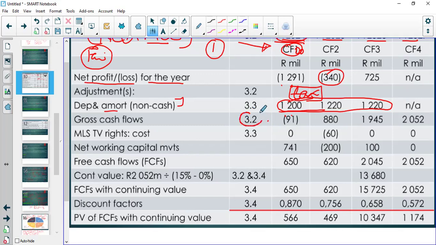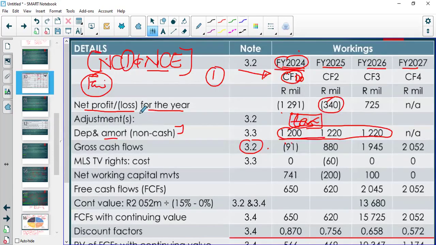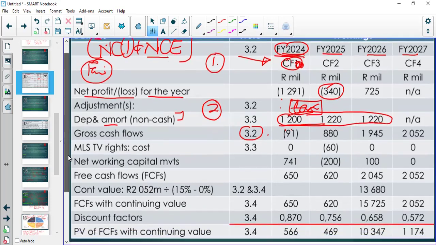Then gross cash flows 3.2. What does this say? 3.2 says then F for the 2027 is expected to be 5.5% higher than 2026, and will also annually grow at this rate. Gross cash flows will grow at that rate. All right. Right. So one of the things is that this is going to be CF0 if this is necessary, and also picked up here that the taxation should be adjusted for taxation. Then now we come to what?